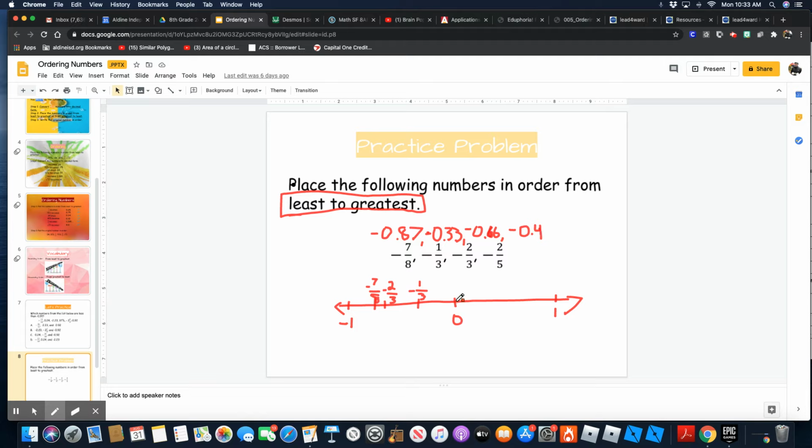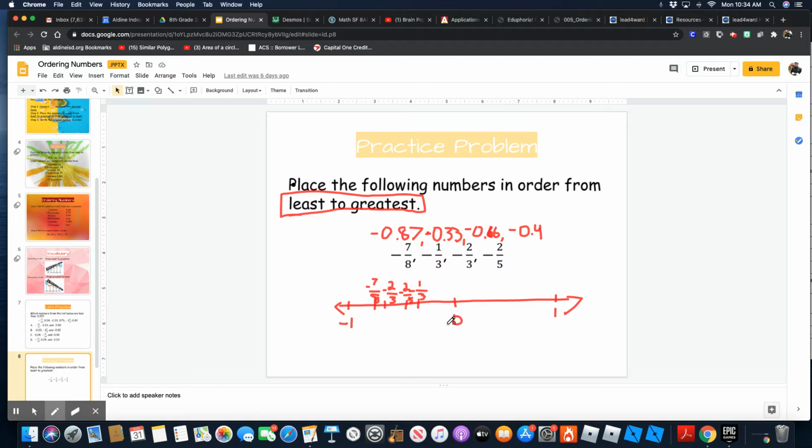And then finally I have -0.4. It's to the left of 0 because it's negative. I'm going to pass -1/3, because that's -0.33. I need to keep going. So it's just a little past that -0.33, or -1/3. So that was -2/5.